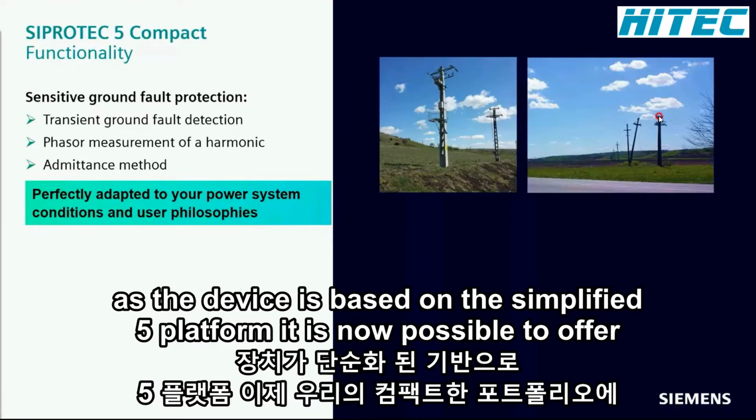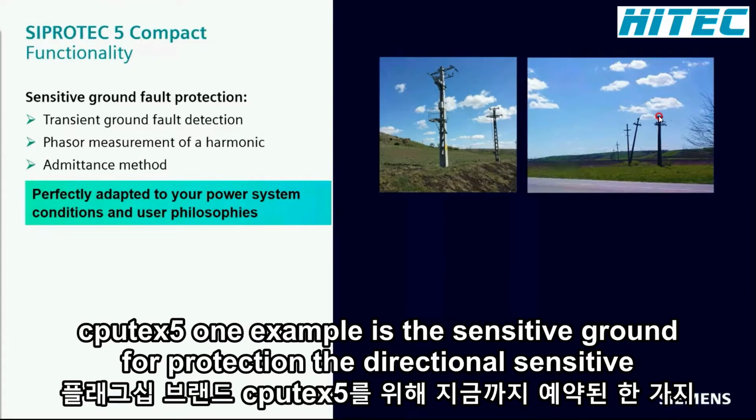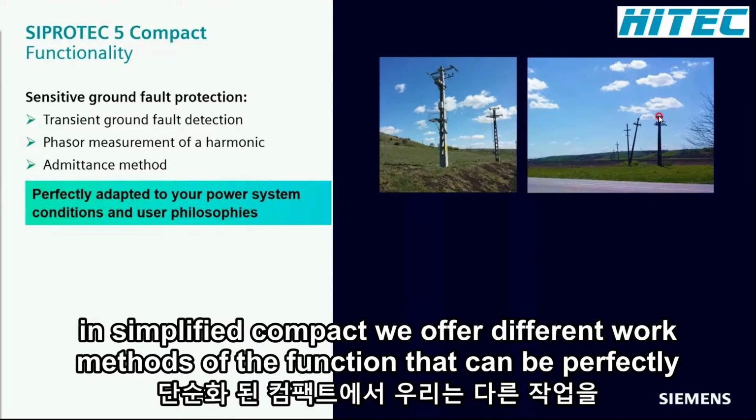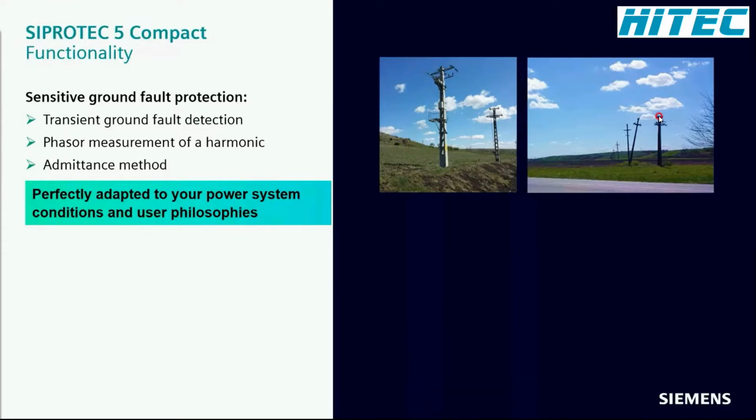As the device is based on the SIPROTEC 5 platform, it is now possible to offer functions in our compact portfolio that have so far been reserved for our flagship brand SIPROTEC 5. One example is the sensitive ground fault protection. The directional sensitive ground fault detection function detects ground faults in isolated and compensated networks. In SIPROTEC 5 Compact, we offer different working methods of the function that can be perfectly adapted to the conditions of the power system and, of course, your user philosophy.